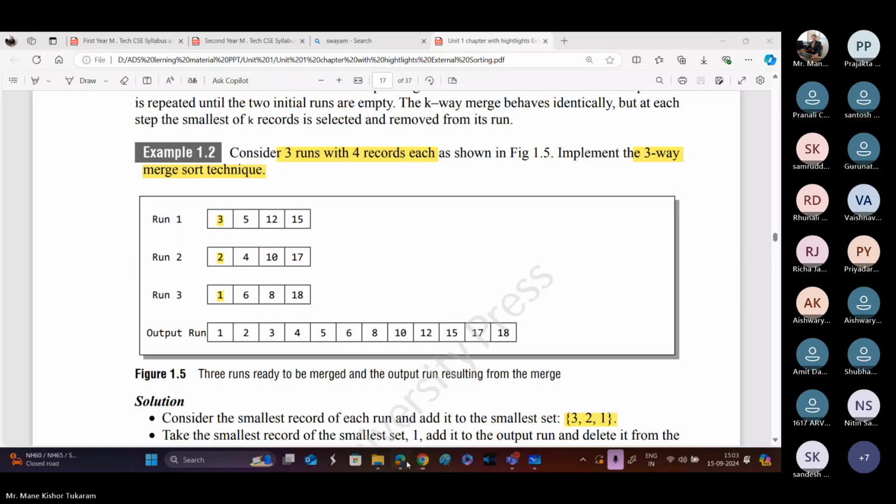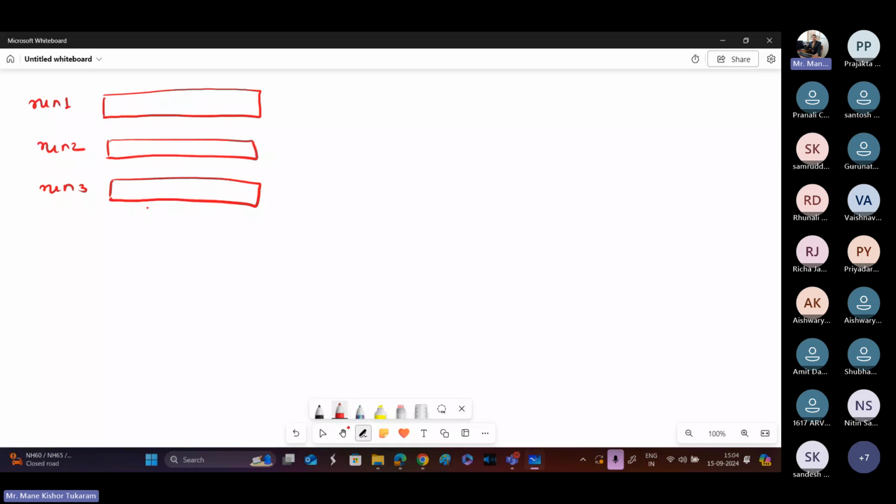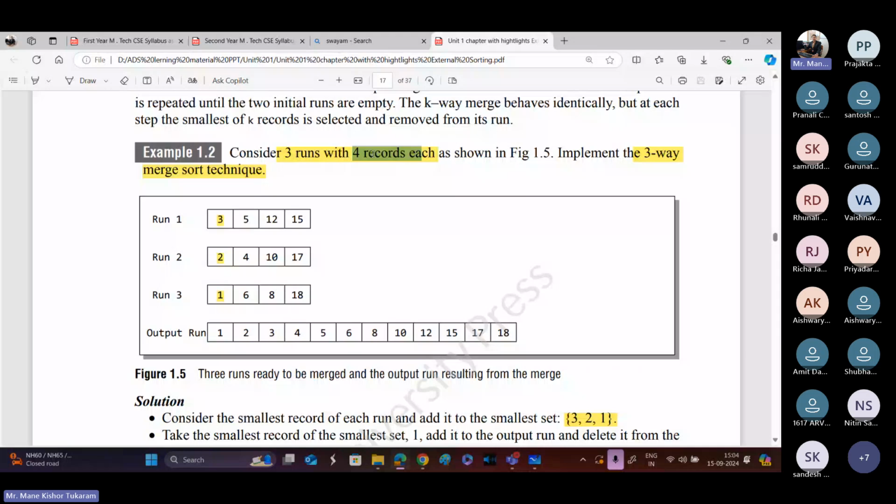Okay. So what is our requirement over here? We have 3 runs with 4 records each. Means what? We have 3 runs, that is 3 blocks: run 1, run 2, and run 3. Okay. So these are the 3 runs. And inside these runs, what is our other requirement? We have 4 records each.